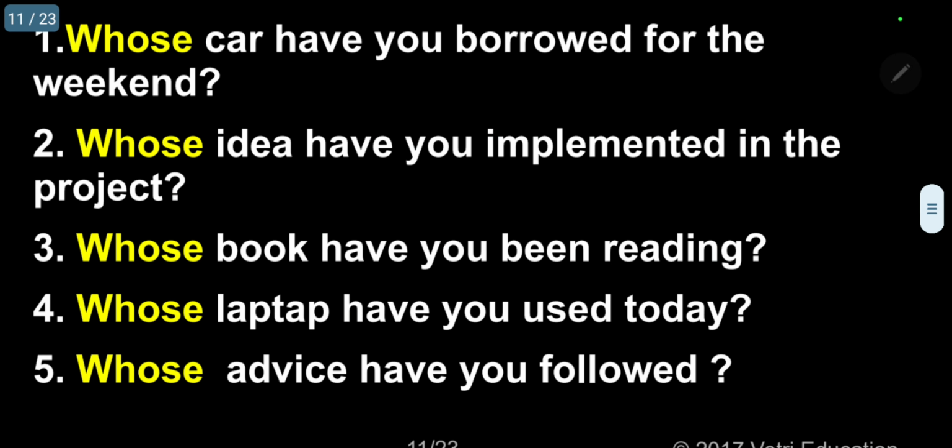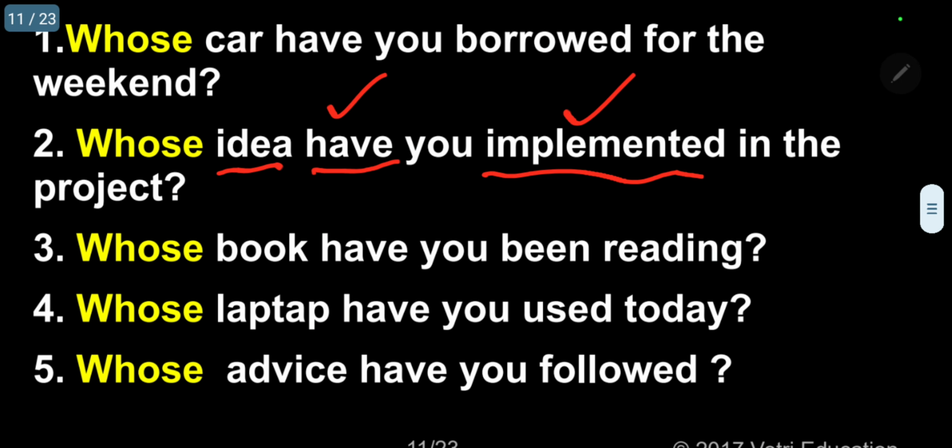So let me go now. Whose idea have you implemented in the project? Please follow. Whose idea have you implemented? Implemented is the main verb. Have is the auxiliary. Here I am using whose along with another subject, idea. Whose idea have you implemented in the project?